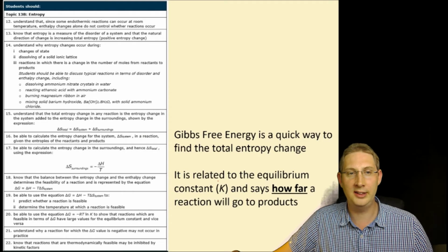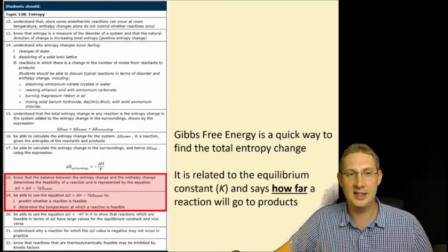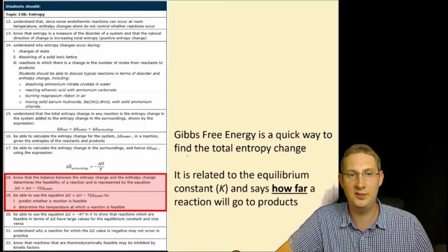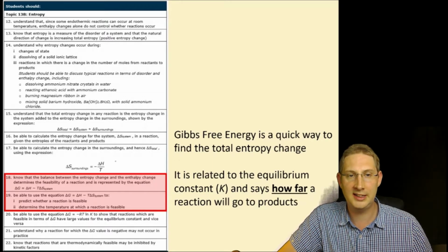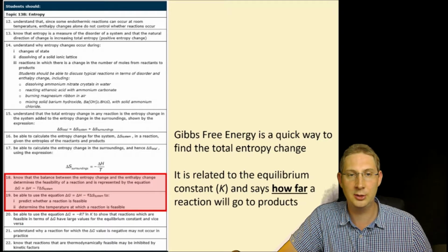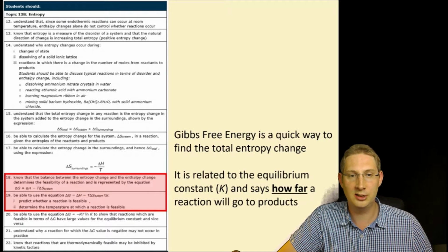So the spec points that are covered here are just these. Know the balance between the entropy change and the enthalpy change determines the feasibility of a reaction, represented by this very famous equation, delta G equals delta H minus T delta S system, and be able to use the equation delta G equals delta H minus T delta S to predict whether a reaction is feasible and determine the temperature at which a reaction is feasible.